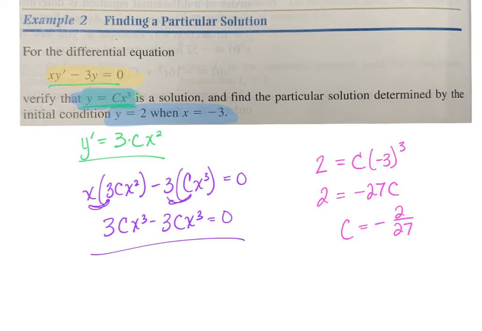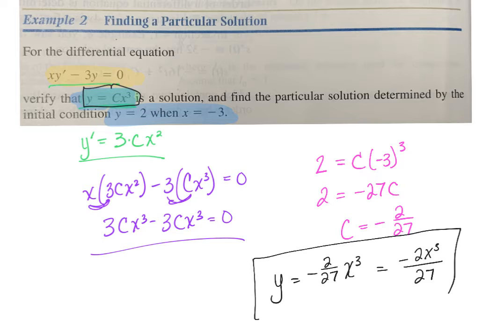So to make this a particular solution, we have a general solution up here. A particular solution would look like this: y equals, instead of c, I'll write negative 2 over 27 x cubed. Or you can put the x on top. They are the same. Particular solution.